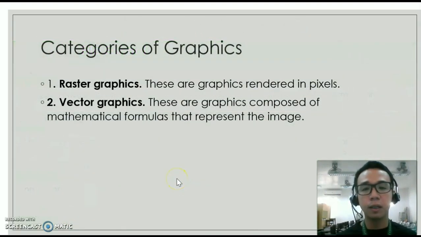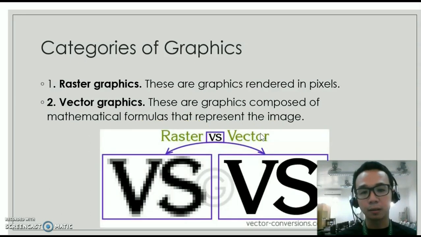Next, we have the categories of graphics as well. So first is raster graphics. These are graphics rendered in pixels. While vector graphics are graphics composed of mathematical formulas that represent the image.